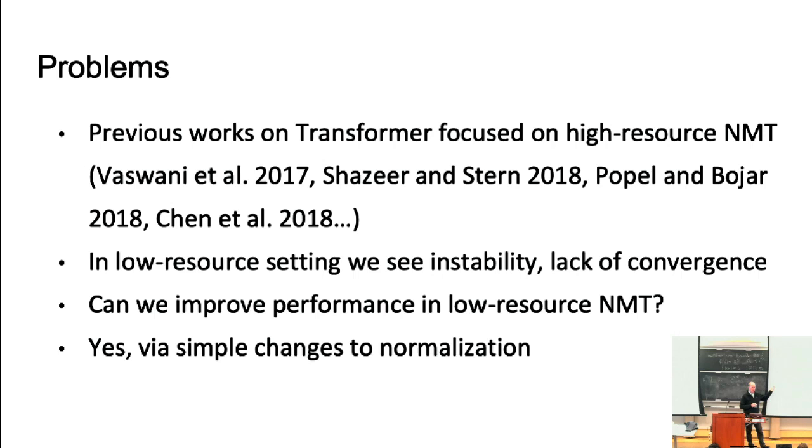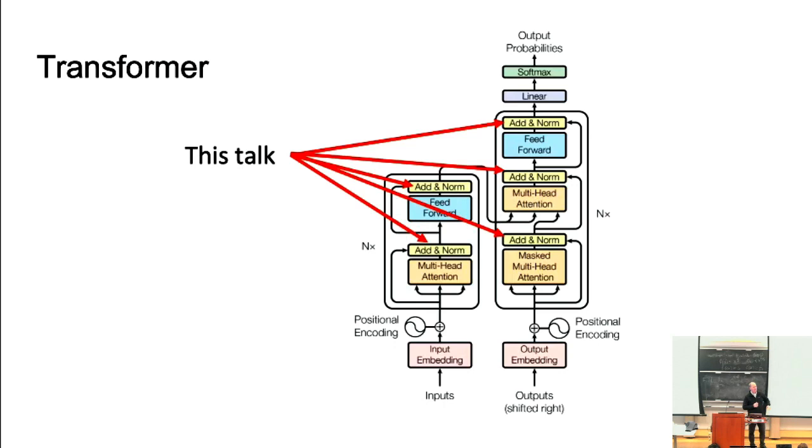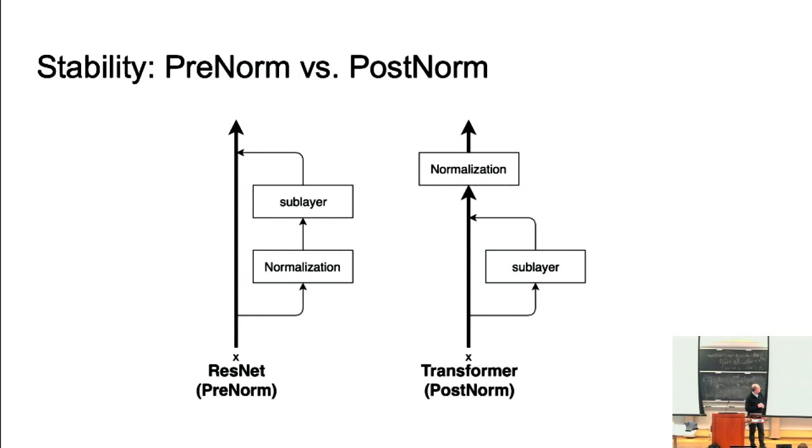And they wanted to face the problem of how to improve performance, and they found out that it's very important to focus on the normalization aspect. So this is the transformer architecture, and all the talk is about this. It's about layer normalization that is done in the transformer. So one important aspect is pre-norm or post-norm. The transformer uses what is called post-norm normalization.